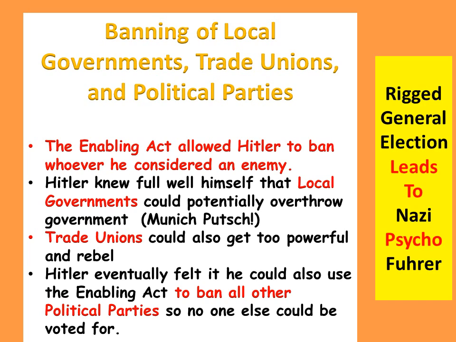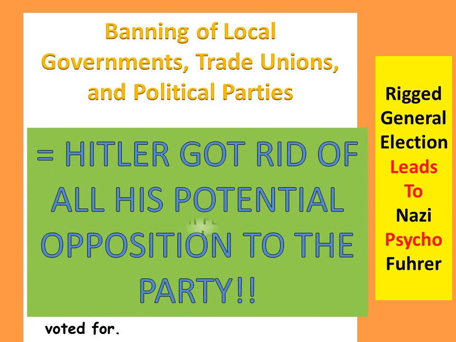And the reason it happens a little bit later is because he's got to the point where he feels he can really get away with it, because let's face it guys, it's pretty obvious. You are banning all your other rivals, no one else is allowed to be voted for. I think everyone by now has realised that Hitler is taking the mickey. But Hitler, through the Enabling Act, has got rid of all of his potential opposition to the party.